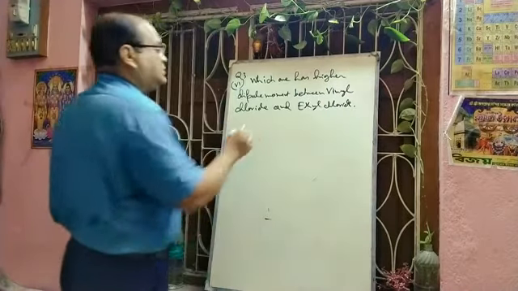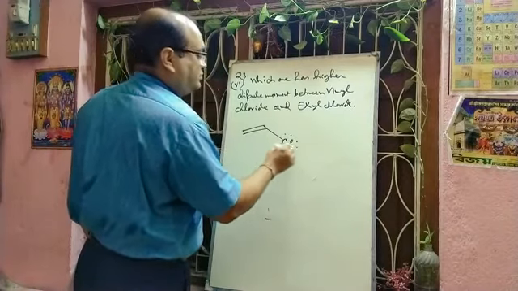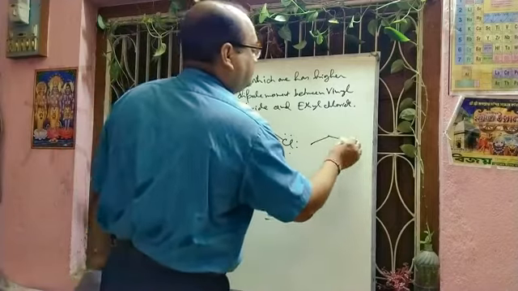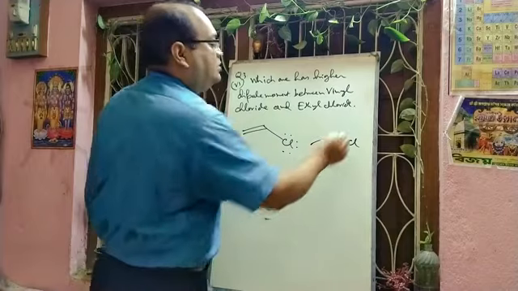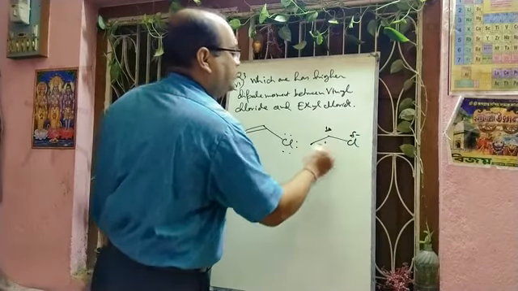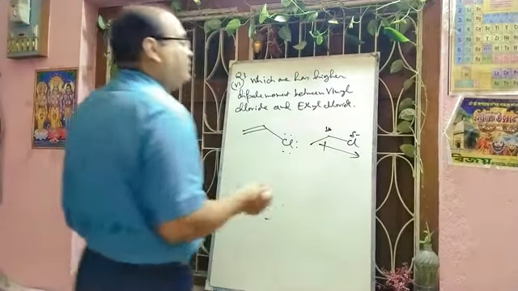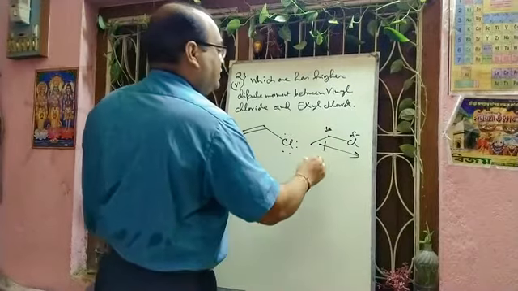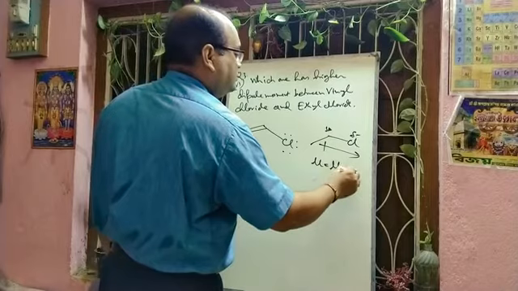Okay, so vinyl chloride will be like this, and ethyl chloride is this one. As chlorine is more electronegative, it will be delta negative, and carbon will be delta positive. Definitely the dipole moment, the bond moment, will be towards the chlorine. So here mu is equal to mu sigma only, because of the sigma bond.